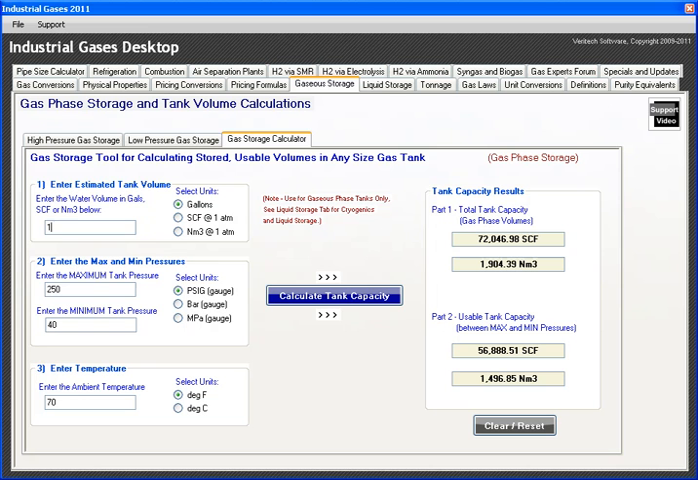gallon tank. I could change that to a 10,000 gallon tank quite quickly over here and recalculate, and I can see I would have 18,900 standard cubic feet of capacity, or 498 normal meters. So that's the gas phase storage and tank volume module in Industrial Gases Desktop.